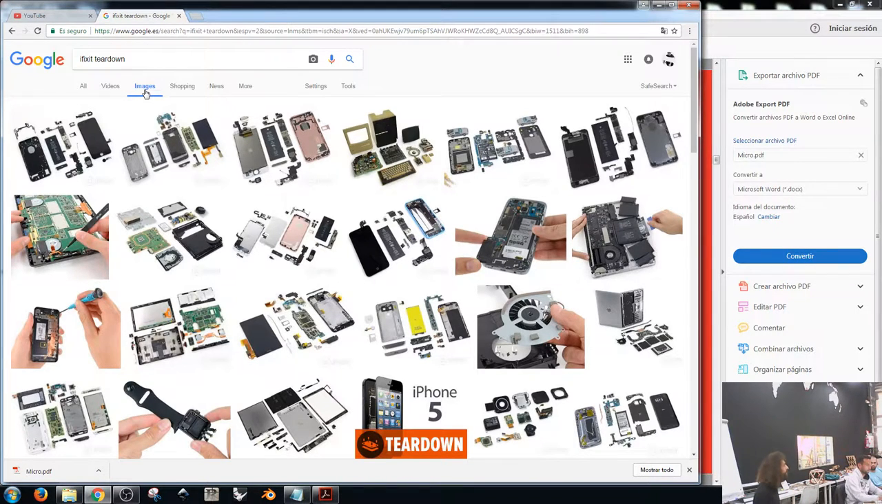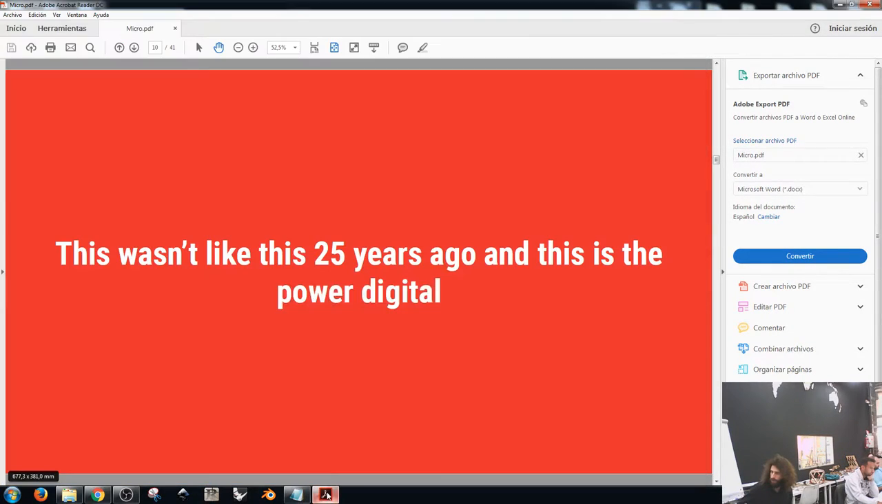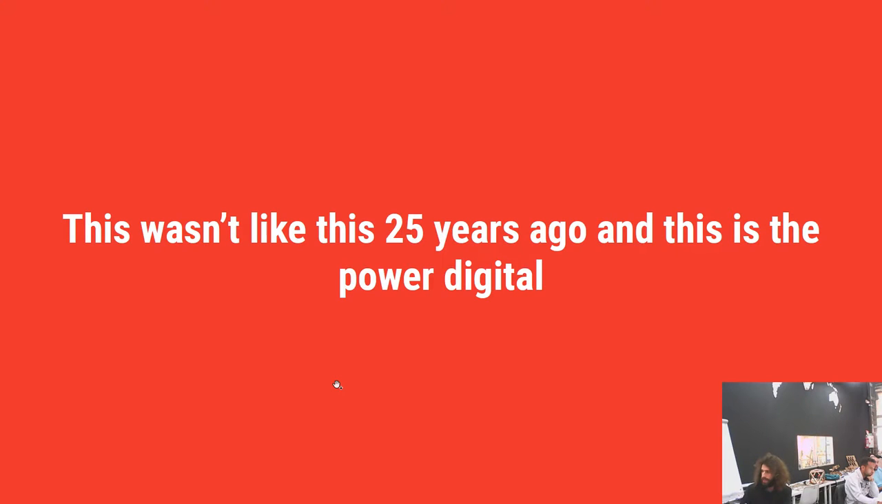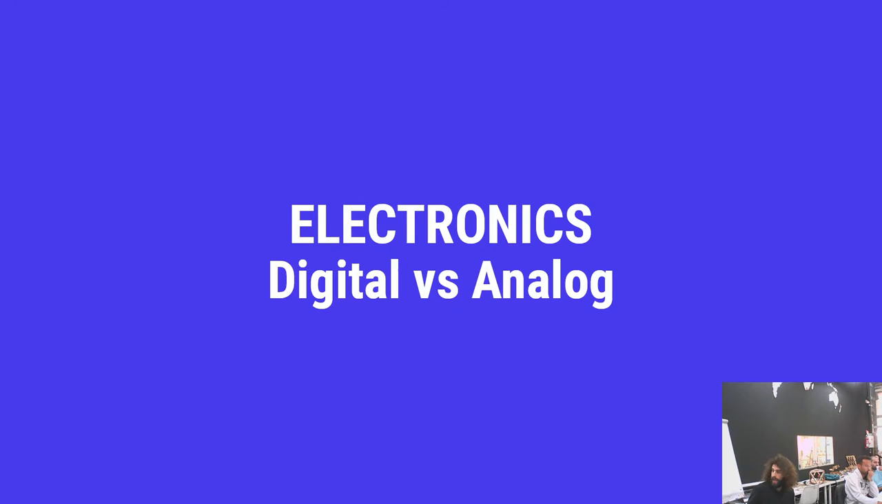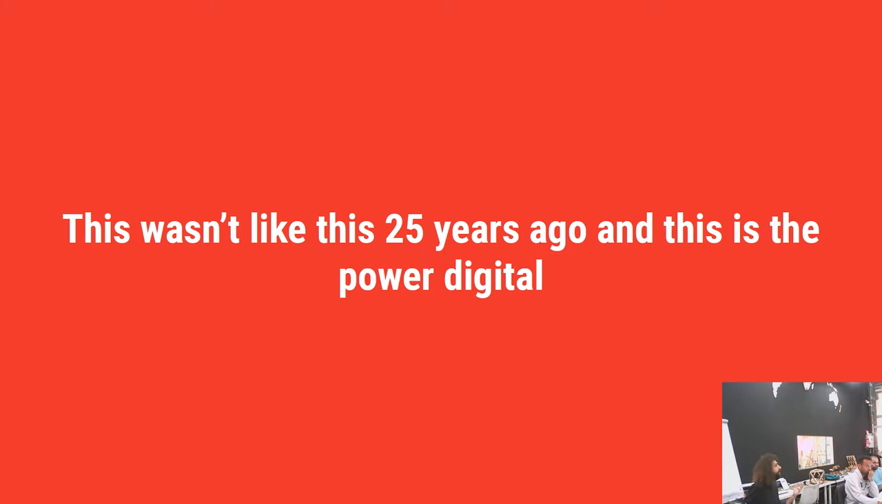But I really recommend you do so, and it teaches me a lot to look at how things are made inside, not to realize the complexity of the world, but to realize the opposite. To realize that things nowadays tend to look all the same inside. And then it's just about designers making them nice shapes, but it really happens a lot like this. This wasn't like this 25 years ago. And this is really one of the powers of the digital revolution. And you'll see in a moment what I'm talking about.